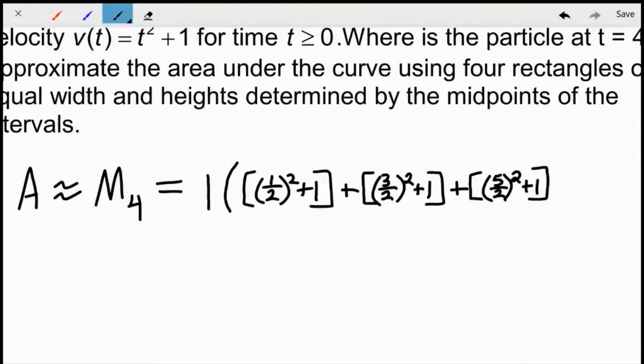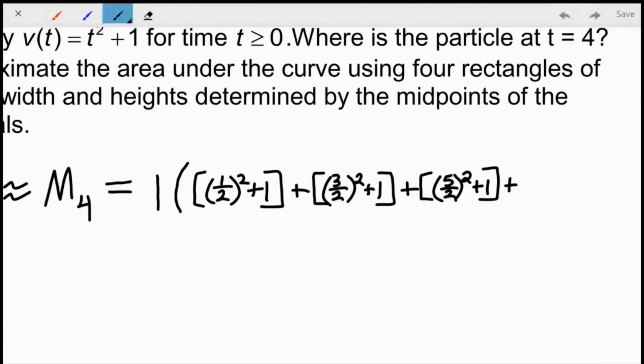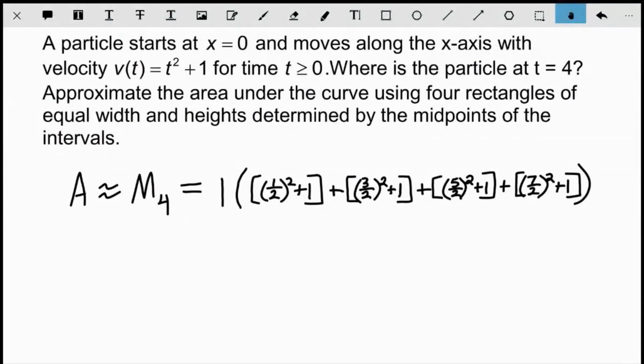And then the last rectangle is between 3 and 4. So the midpoint's at 3.5, so I'm going to do 7/2. We're going to square that and add 1. Okay, so that would be my midpoint approximation with 4 subintervals. 1 times each one of those heights gives me all 4 of the rectangles.